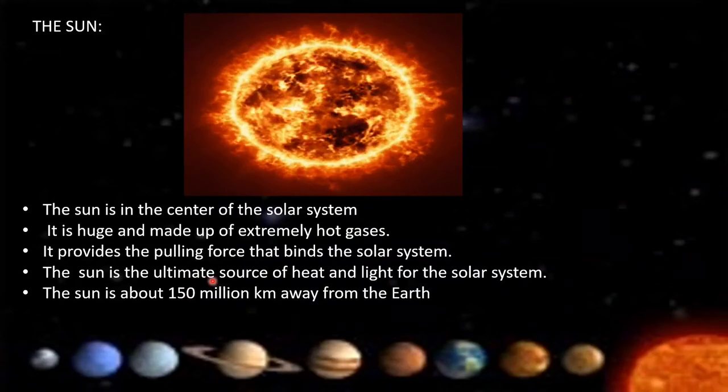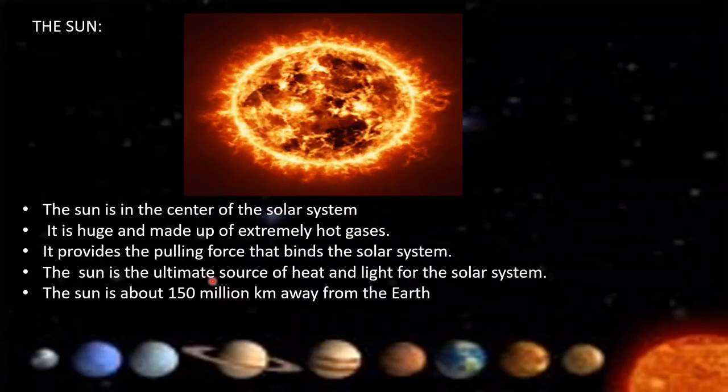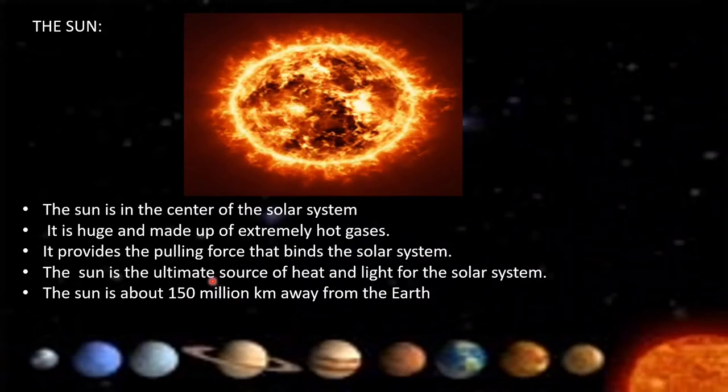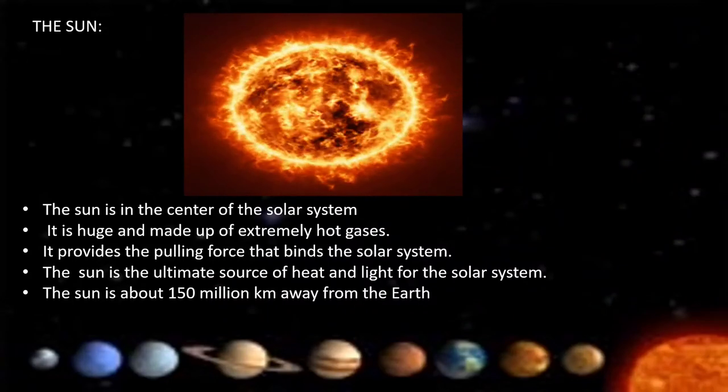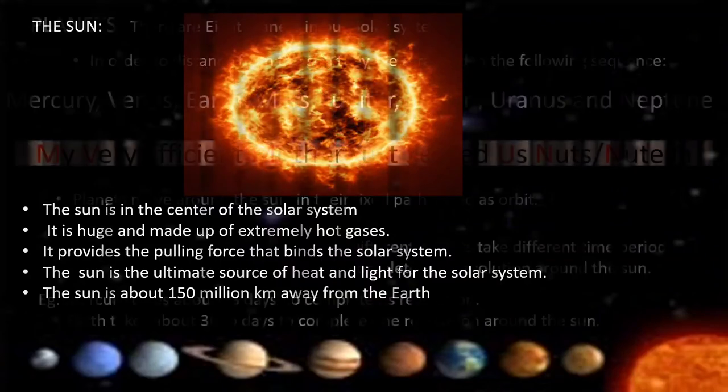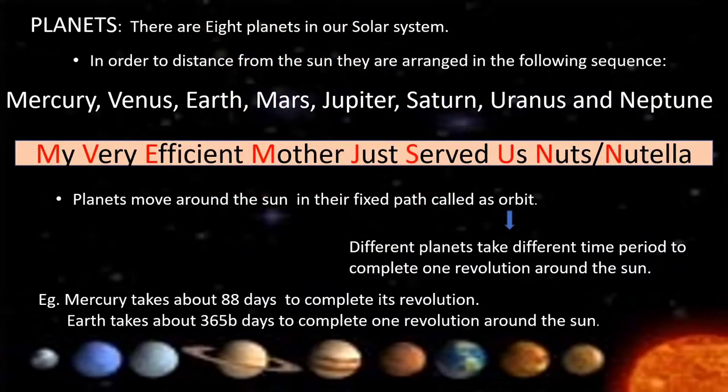Also, the sun is the ultimate source of heat and light energy, which we already know, and the sun is about 150 kilometers away from the earth. So this is the distance of the sun from the earth.